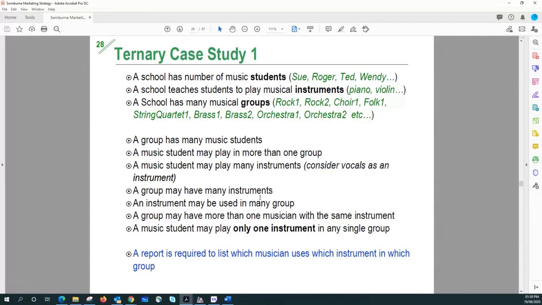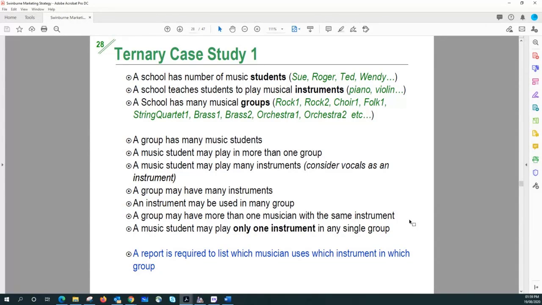An instrument may be used in many groups, which means one instrument can be shared by many groups as well. And then the next one: a group may have more than one musician with the same instrument. That's what I said before. So we can have 2 drummers, 2 piano players, 2 violin players, etc.